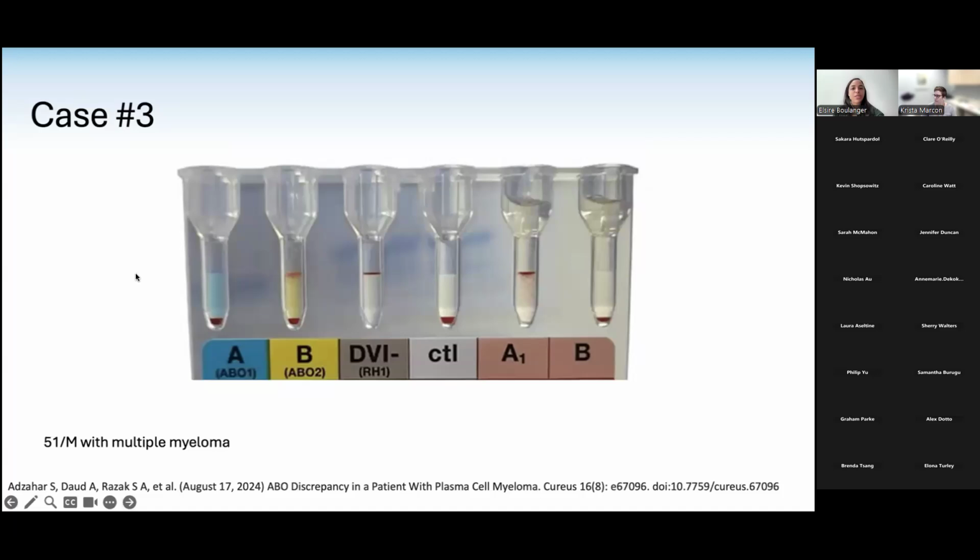So that was a very interesting case, and we have another one, case number 3. This is a 51-year-old male patient who has multiple myeloma, and this is what I'm encountering. What is the most likely blood type? Because here it looks very interesting. So what can this be?